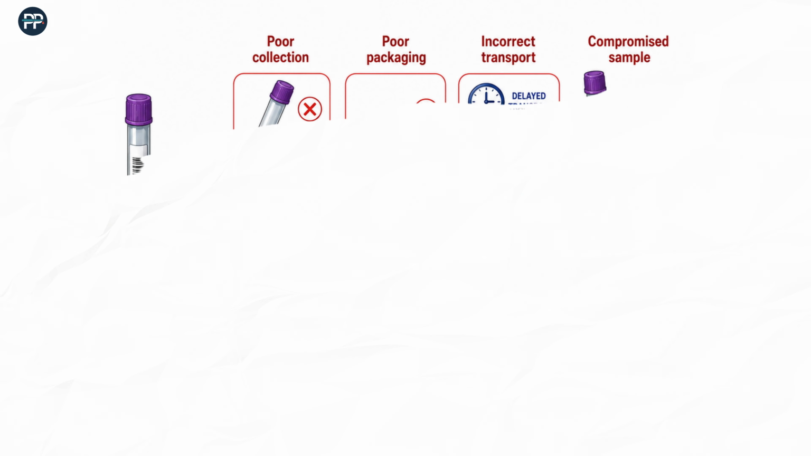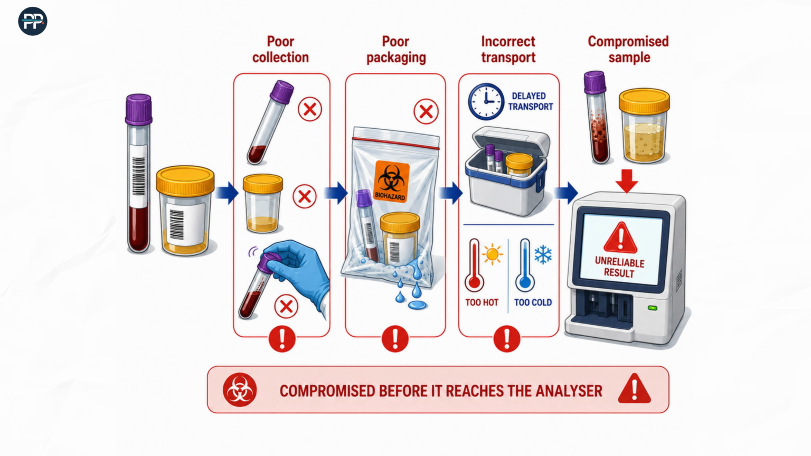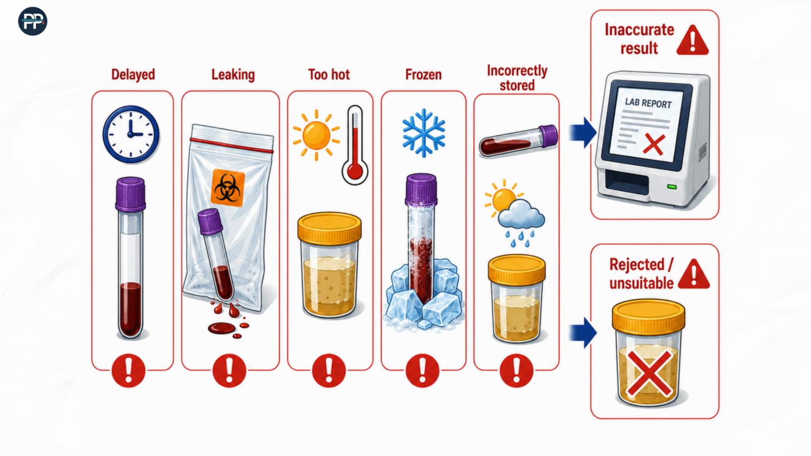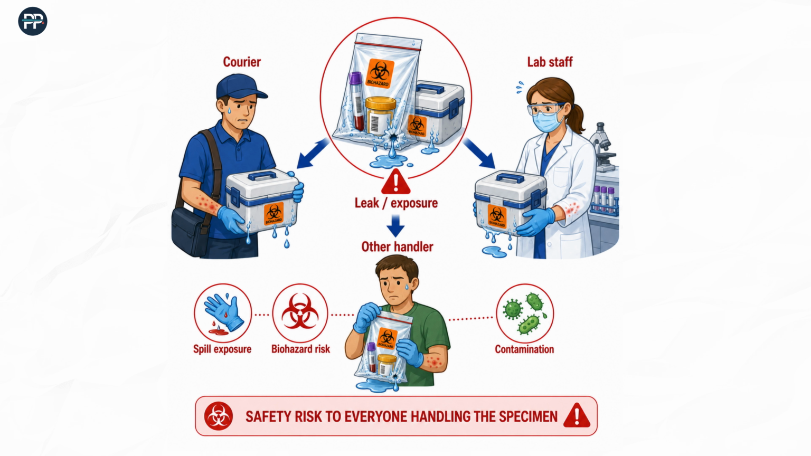This is important because poor collection, packaging, and incorrect transport conditions can compromise the sample before it even reaches the analyzer. A delayed, leaking, overheated, frozen, or incorrectly stored sample may produce inaccurate results or may not be suitable for testing at all. It can also create health and safety risks for couriers, laboratory staff, and anyone else who comes into contact with the specimen.